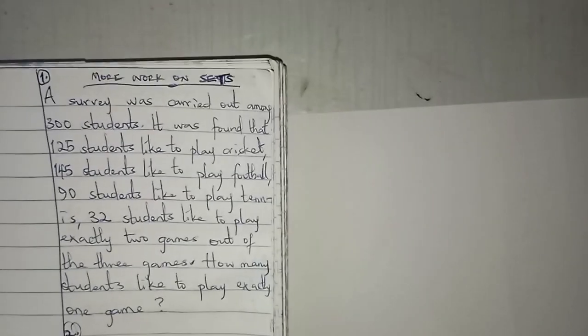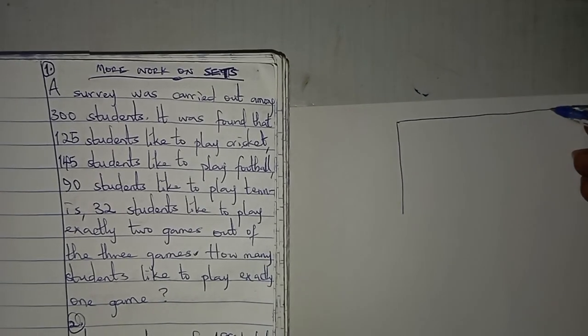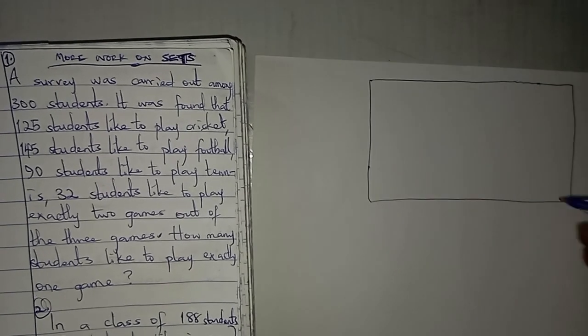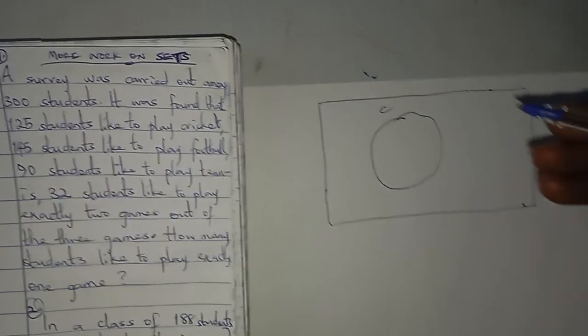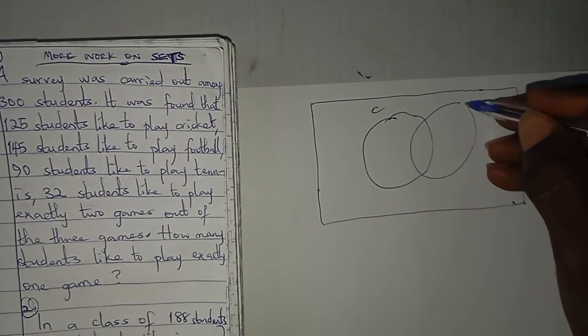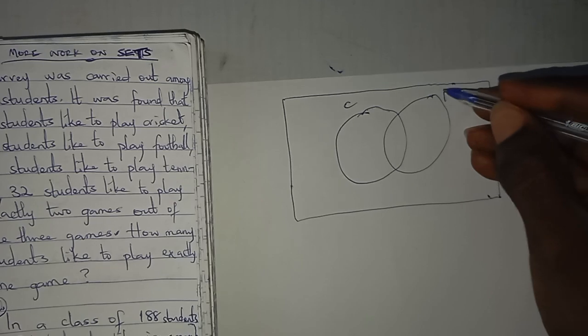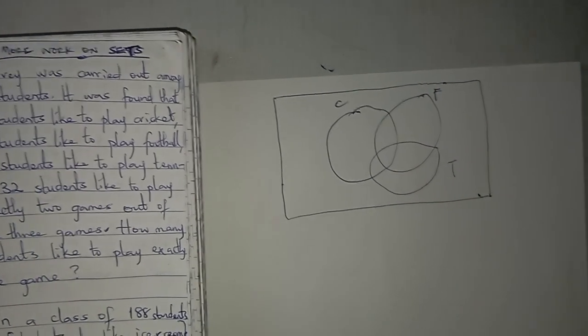All right, let's analyze this question. This is one of those questions that shouldn't exist, but there you have it. The good thing is that once you learn it, you've learned it. You've learned how such a question comes. So this is a Venn diagram of 3 categories. We'll see that there is cricket, we see that there is football, and we see that there is tennis.